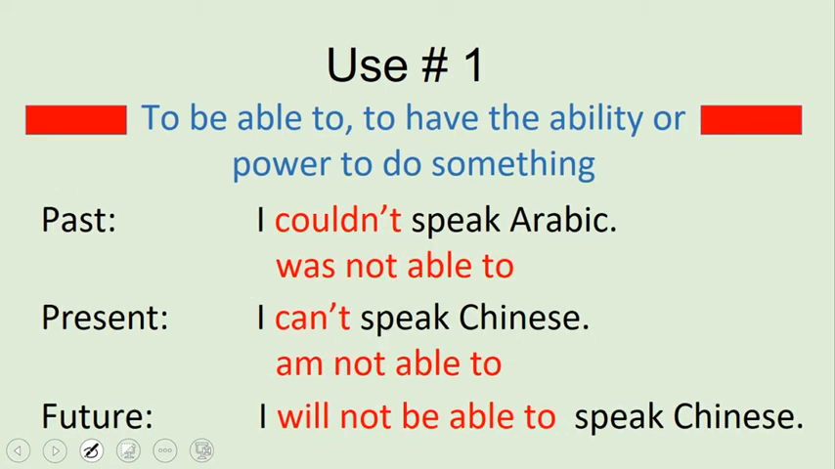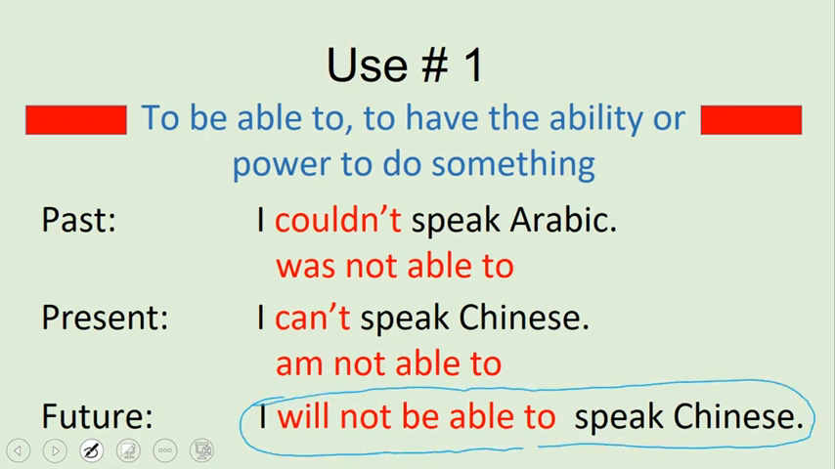And the negative. I couldn't speak Arabic. I was not able to speak Arabic. I can't speak Chinese. I am not able to speak Chinese. And the future, I will not be able to speak Chinese. Also, this one's a little strange. Maybe it won't be used very often, but this one again will be used all the time.